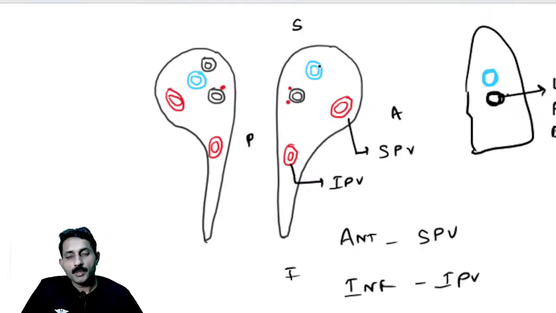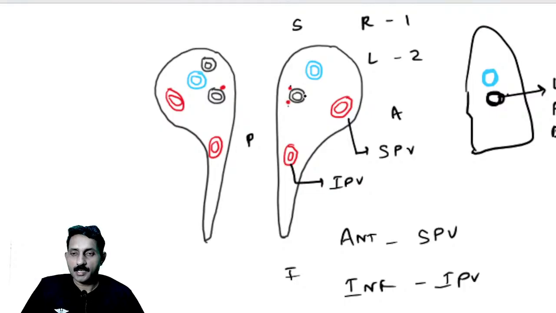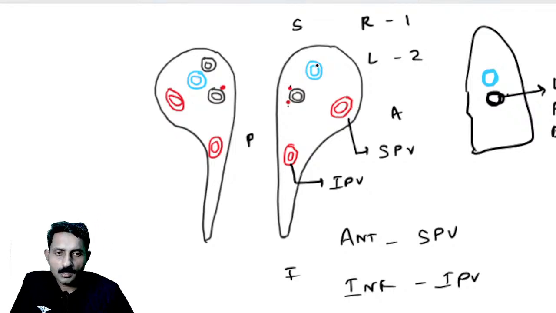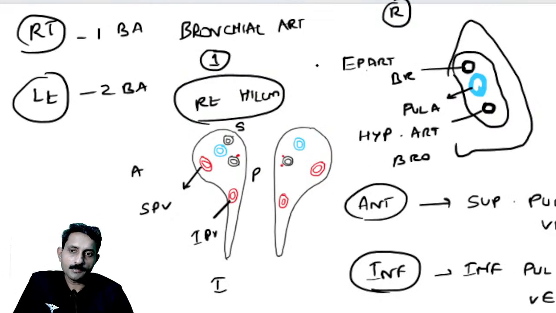Okay. Now how many bronchial arteries did I tell you? Right lung 1, left lung 2. So you can see that I put 2 dots here. This is one bronchial artery and another bronchial artery. So you got 2 bronchial arteries on the left lung. So this is the right hilum, this is the left hilum.